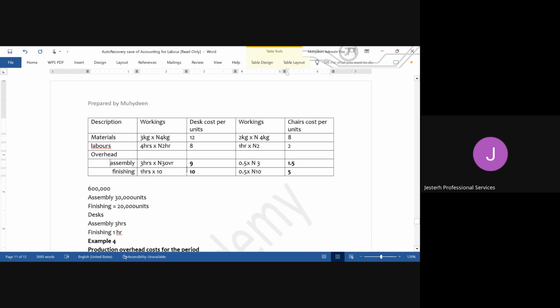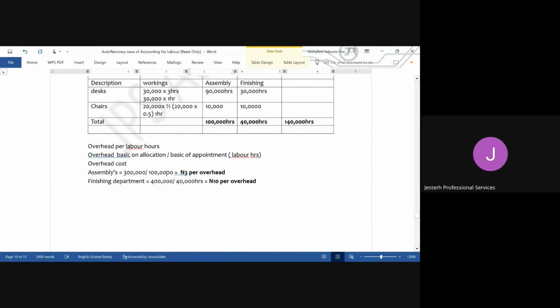So let me explain this briefly again. Based on what we did here, assembly was allocated 300,000, and they are going to spend 100 hours in assembly to produce 30,000 units of production. So for these 100 hours, they allocate 3 naira per labor hour. In the finishing department, we allocate 400,000 of overhead, and to produce 20,000 chairs they are going to spend 40,000 hours. If we divide 400,000 by 40,000 hours, it gives us 10 naira. It means for every hour they spend finishing chairs in the finishing department, we allocate 10 naira to them.